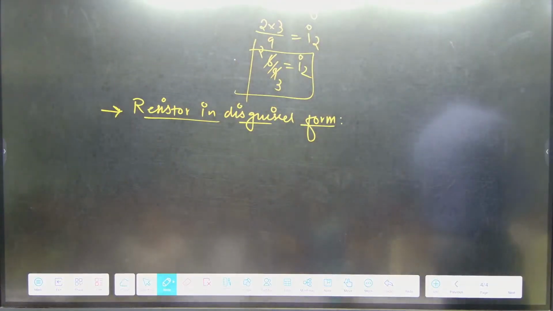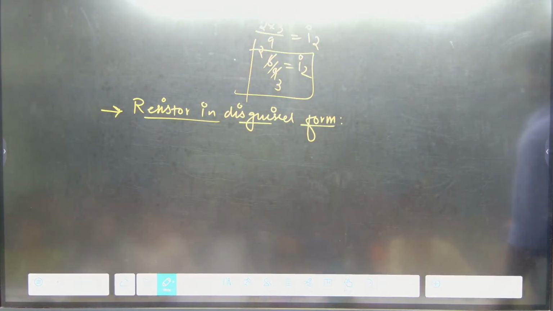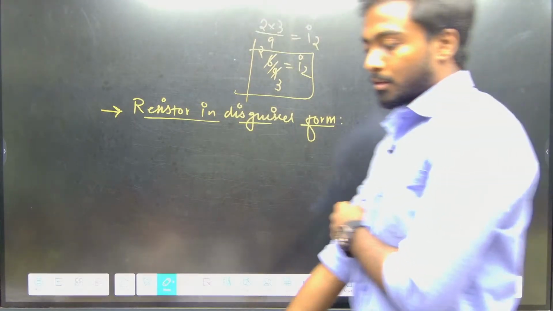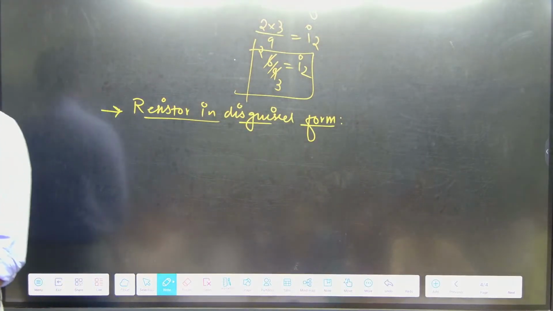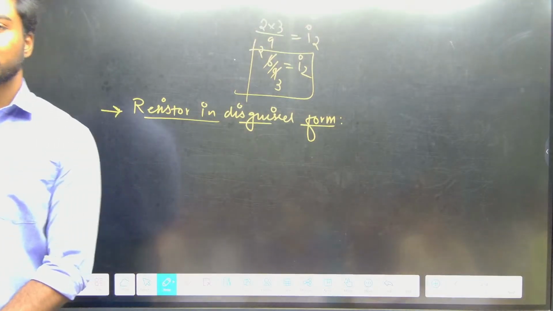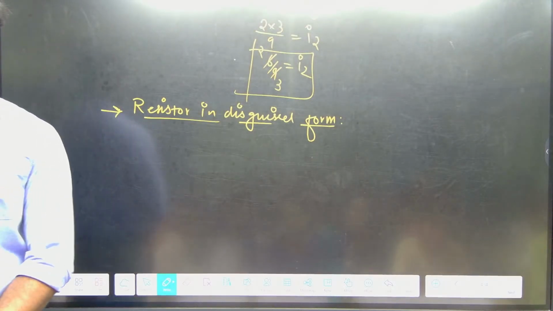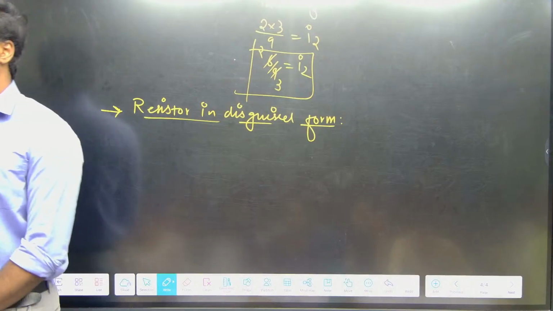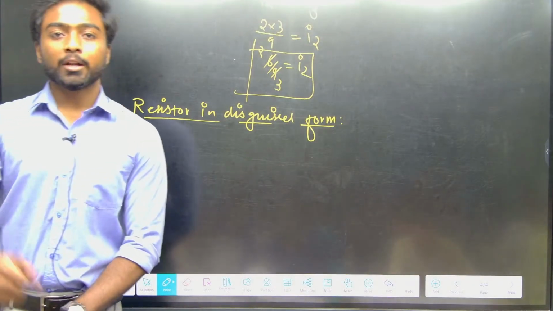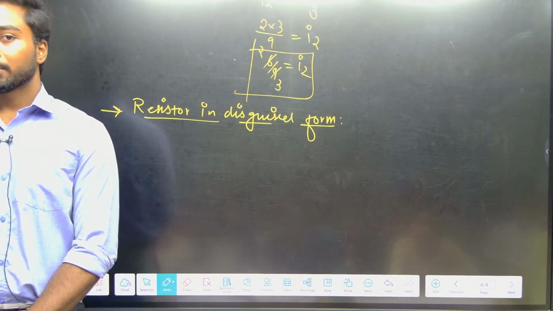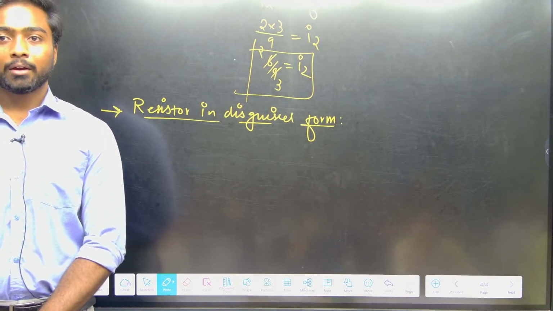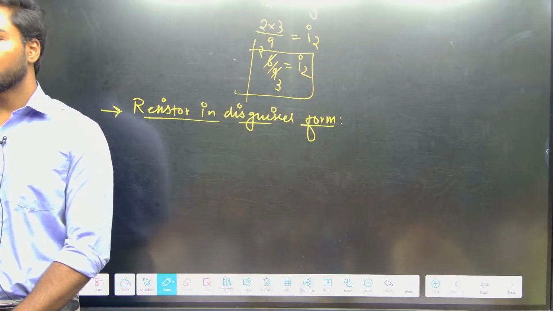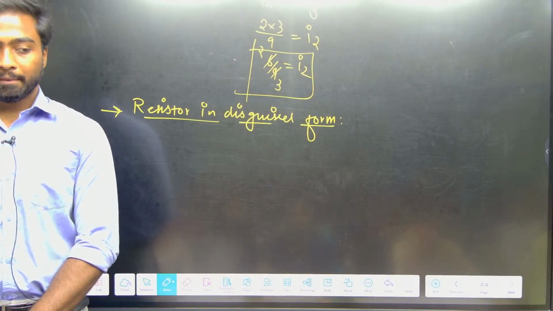Resistors in disguised form. So disguised form is nothing but the circuit will be looking difficult, but when you try to understand the potential difference across the things, we can remove the nodes and we can remove the wires, and it will be a simple circuit.